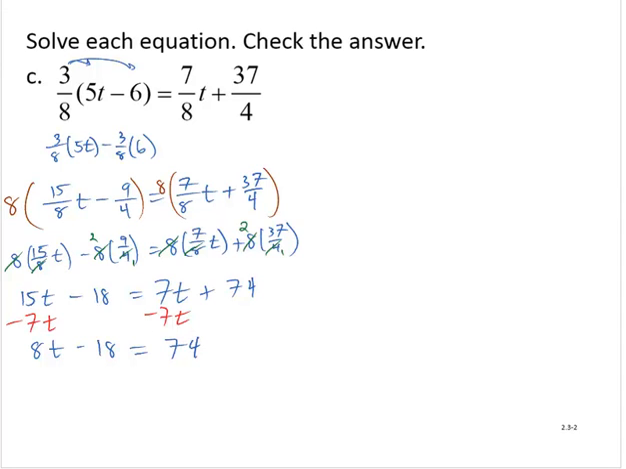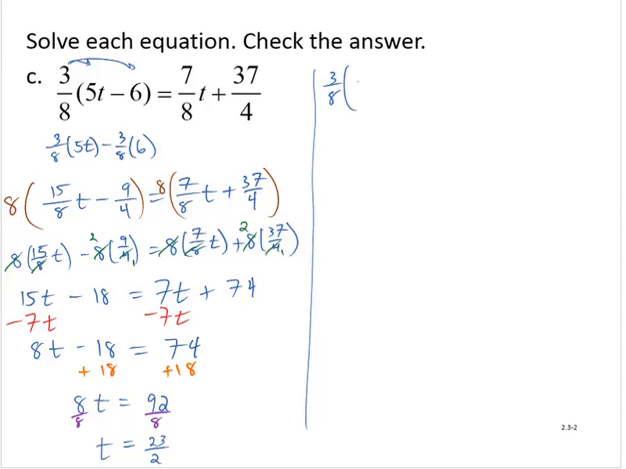I will then isolate the variable term by adding 18 to both sides. So then 8t is equal to 92. And then I'll divide both sides by 8 to isolate the variable, yielding t is 92 over 8, but that can be reduced by a factor of 4 to 23 over 2. Alright, let's check that.